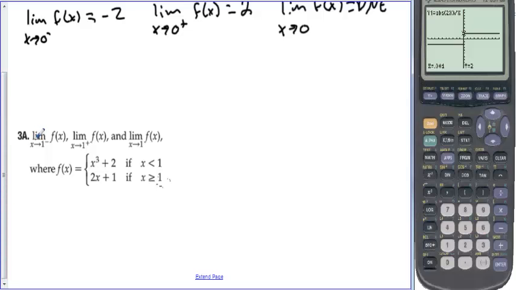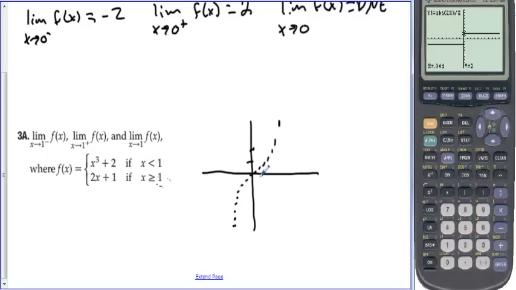Let's find the limit on this one as x approaches 1 from the left, 1 from the right, and then let's find out what the limit is at 1. Let's draw these by hand since it's a piecewise function. We have x to the third plus 2. Well, x to the third looks something like this, and then we push that up 2 units. But we're only graphing to the left side of 1.